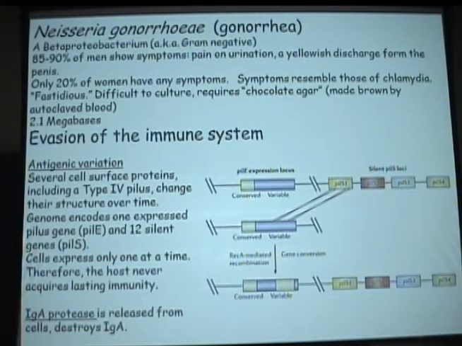Other proteins that are expressed on the outer surface of the bacterium do the same. Well, it's not the same. The details are not the same, but the net effect is the same. They keep making a new flavor of all these proteins. And so they keep evading the immune system.